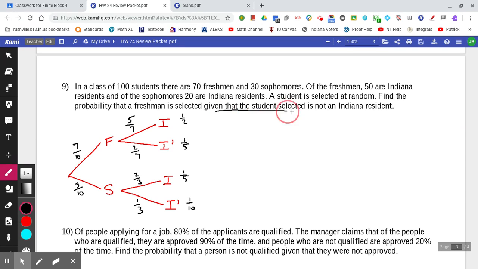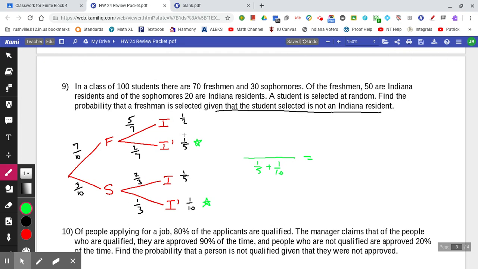So this is how we're going to restrict our denominator: not an Indiana resident. So here's a case where we do not have an Indiana resident. Here's another case where we do not have an Indiana resident. Remember, that's what that apostrophe means. That means Indiana not, so not Indiana. And so this is how we're restricting our denominator. So it's either this or this. So I would take 1/5 plus my 1/10.